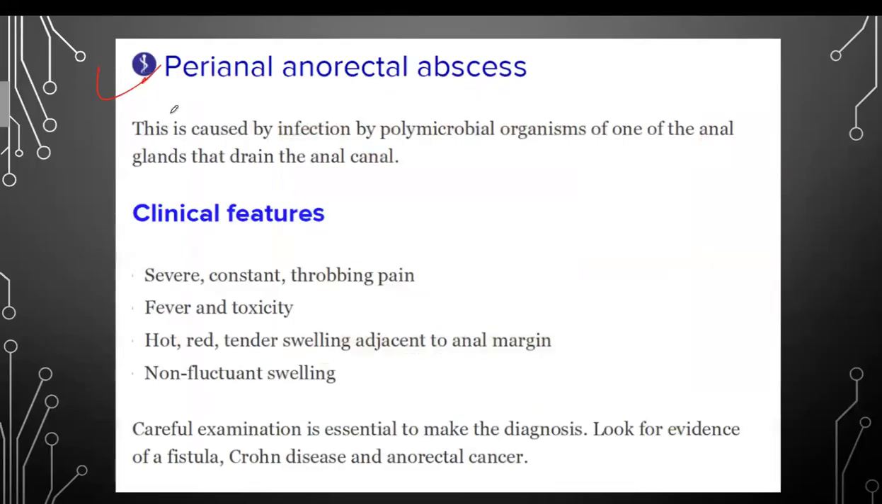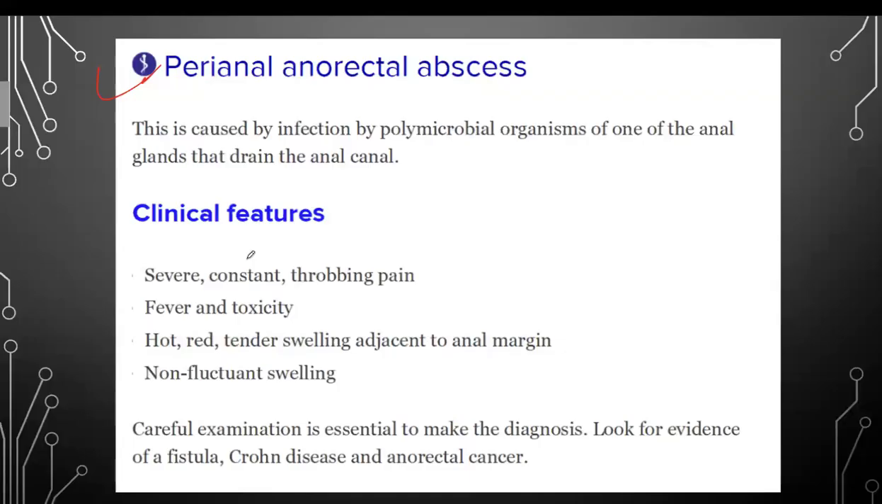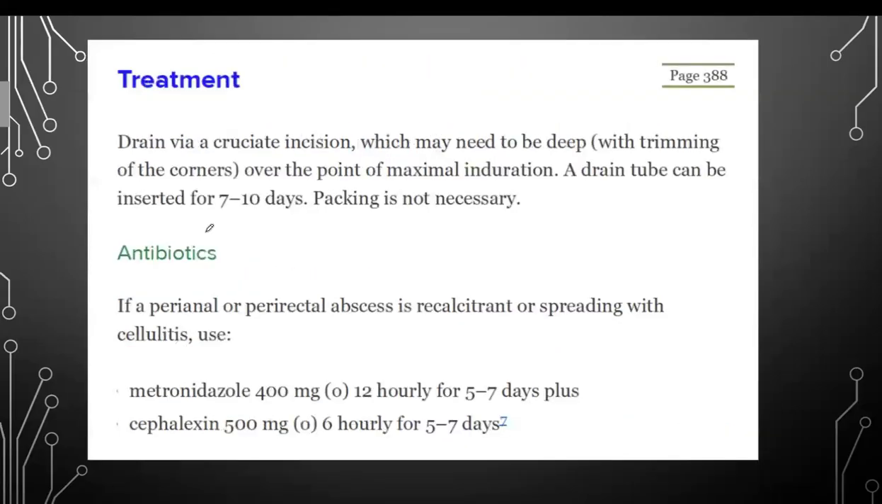Perianal abscess: the patient will develop significant pain around the anal area, a severe constant throbbing pain. They will have fever, and most importantly, there will be a hot, tender red swelling. Treatment for perianal abscess is drainage. So it's first incision and drainage, followed by antibiotics, which are metronidazole plus cefalexin.